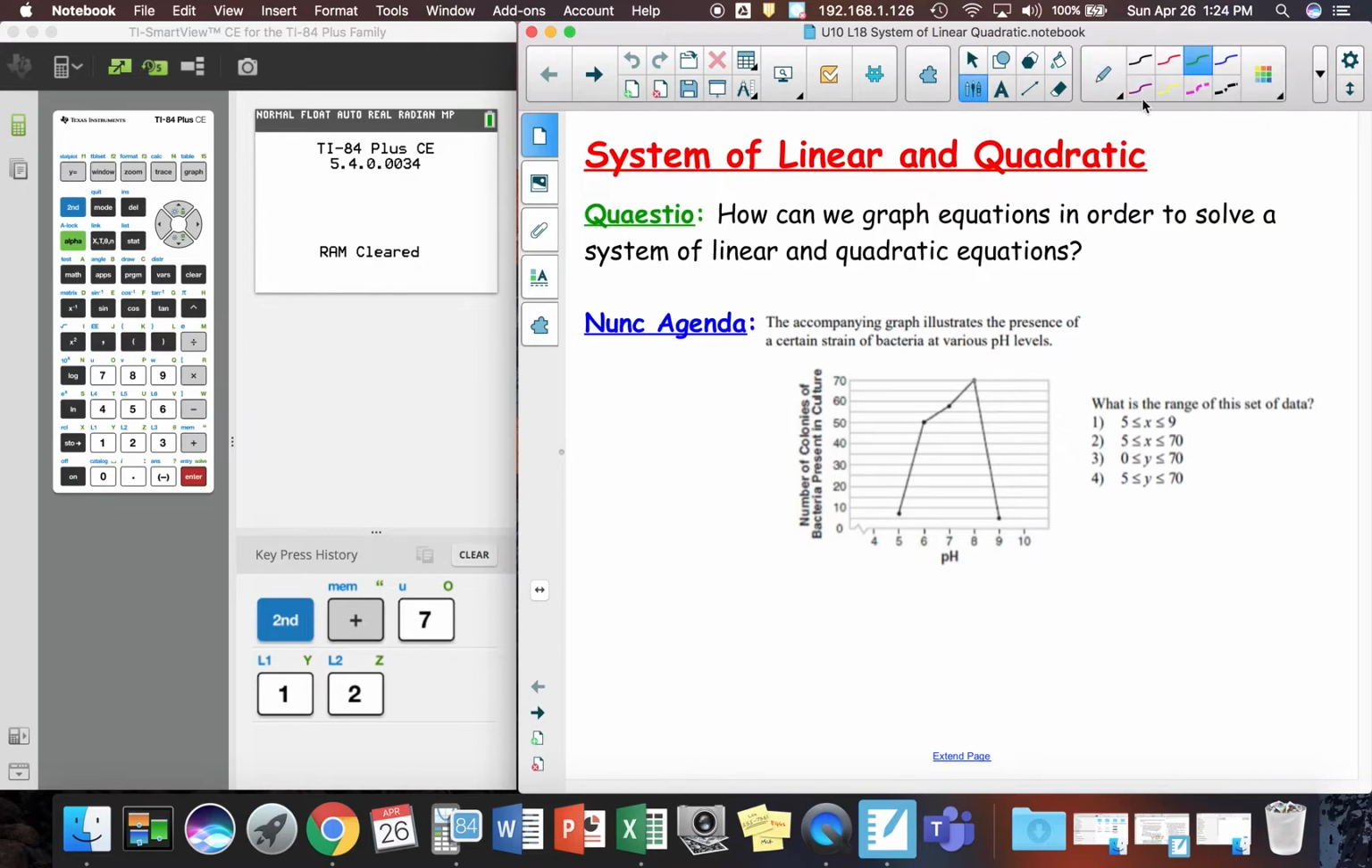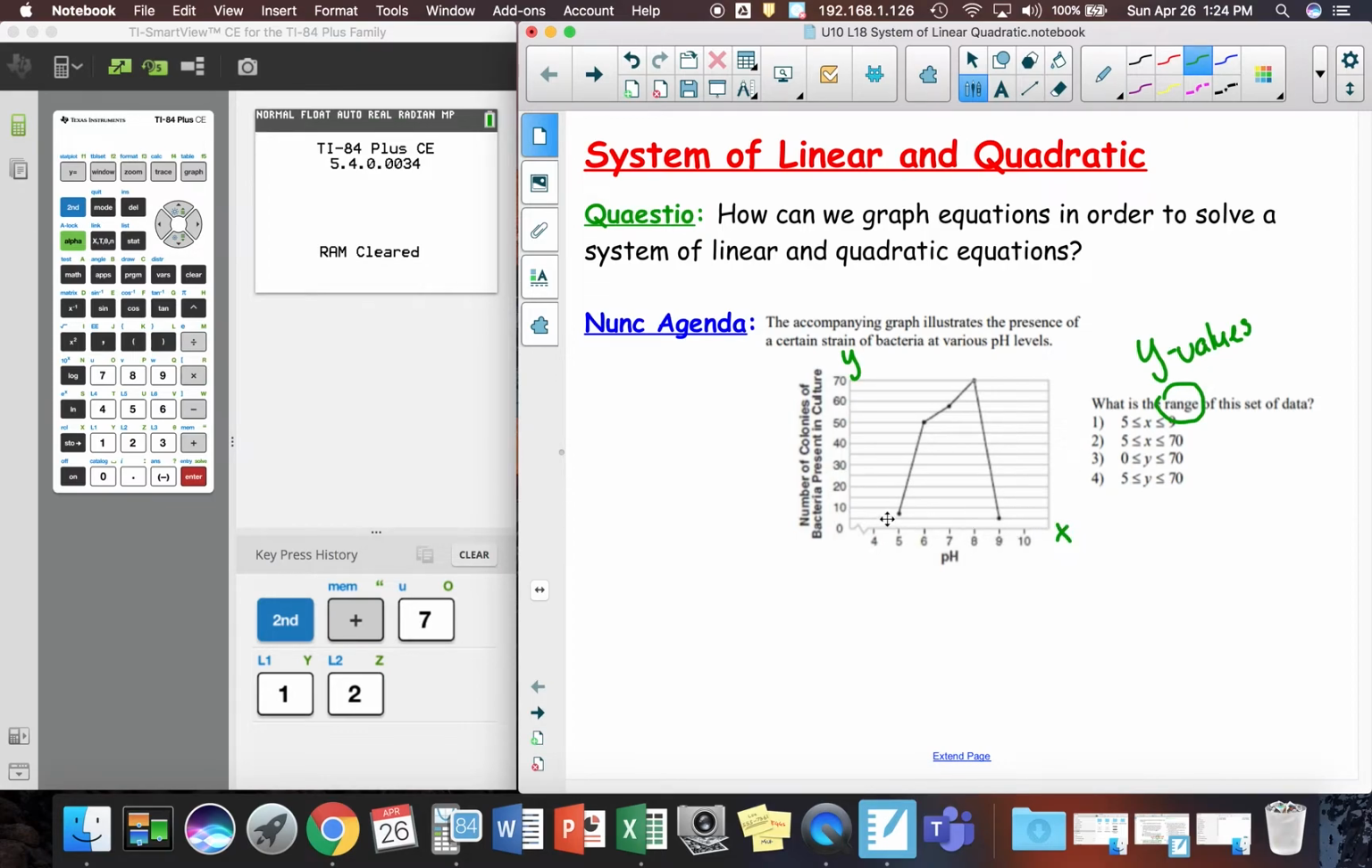When we're talking about range, we need to know what range means. Range is talking about the y values. Domain is x, range is y. So we're looking at the y values, this axis right here, the vertical axis. So that's y, and this is x. I'm just going to label those so we know.